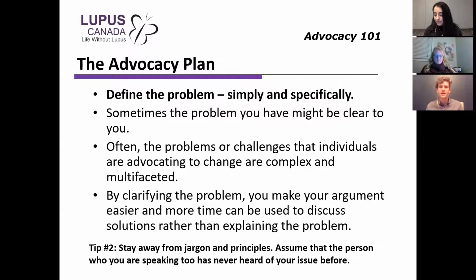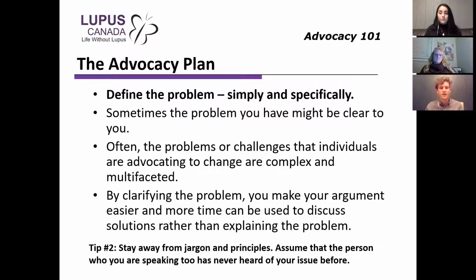So what you want to do here is really try and understand your issue as much as possible. Try and make it simple so that someone who has no idea what your issue is can understand it. And then you can spend more time talking about solutions or how you can work together with other folks, with businesses, with your employer to overcome that problem.